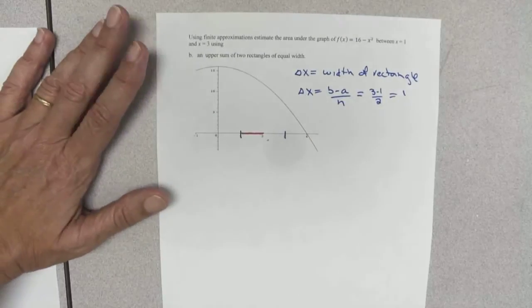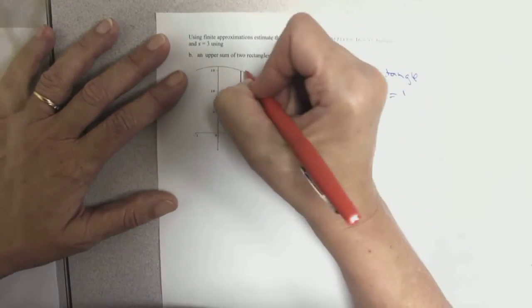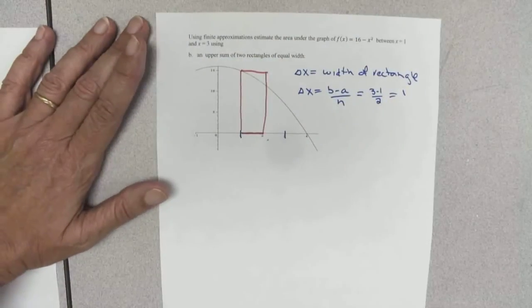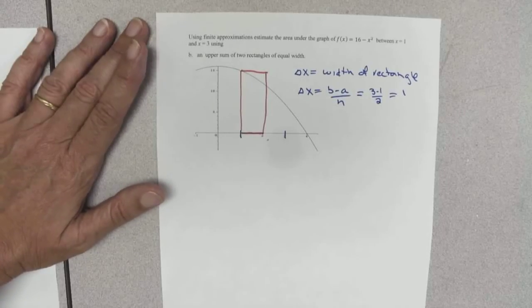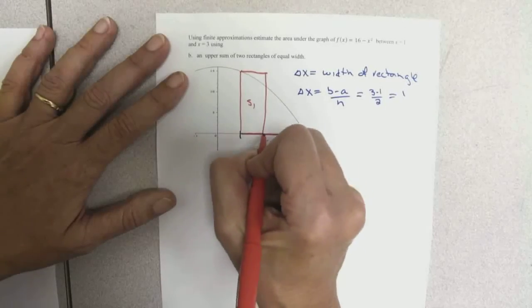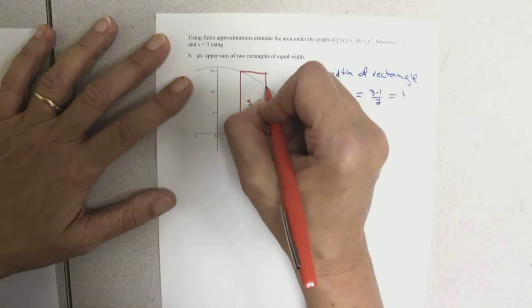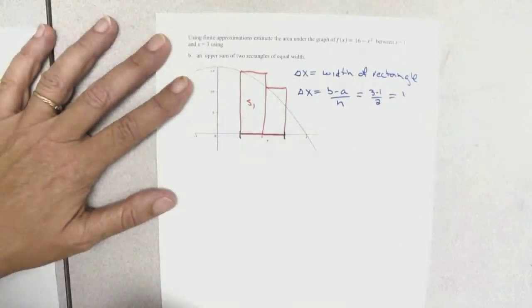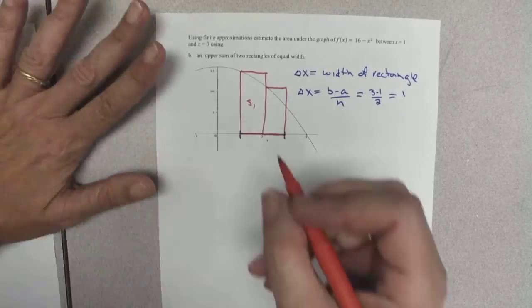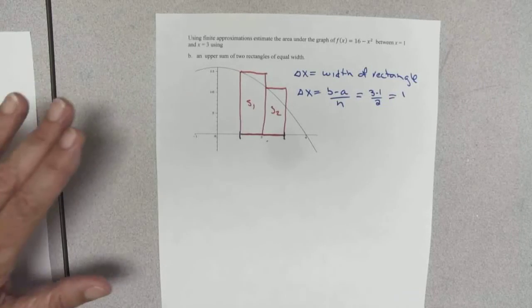So my first rectangle is going to go from 1 to 2. And this time, upper sum, which means the rectangle meets above the curve. So there's rectangle 1, I'll call that S1. Then rectangle 2, width 1 unit, so I draw the base first, then draw in the rectangle. Upper sum, so it basically meets above the curve. It's a little too tall. So S2.